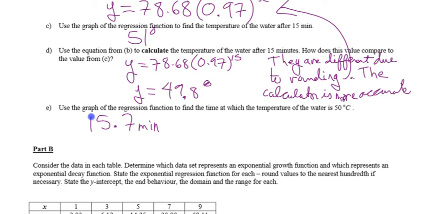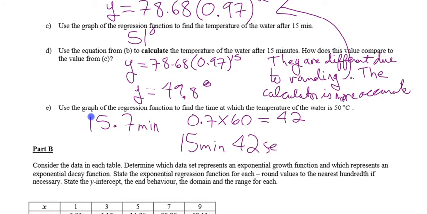Now, we generally don't express time in decimals, right? You don't say it takes 15.7 minutes. You say it takes 15 minutes and so many seconds. So what we want to do is convert 0.7 minutes into seconds. How do we do that? We multiply by 60 and get 42. So 0.7 minutes multiplied by 60 to turn that into seconds is 42 seconds. Okay, so 15 minutes, 42 seconds.